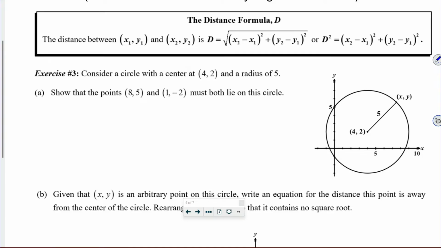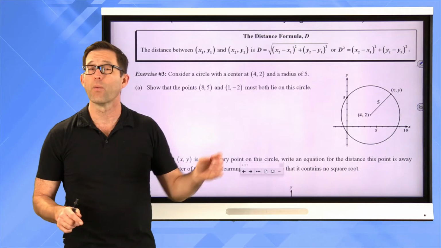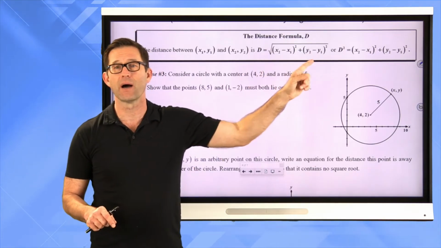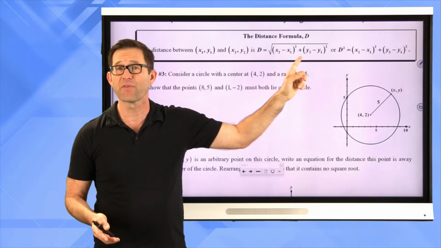Or if I've squared both sides, the distance squared equals (x2 minus x1) squared plus (y2 minus y1) squared. Again, I really want you to understand this. The distance formula is very important. Whenever we used it back in coordinate geometry proofs, we almost always used it in this form. But it really is just the Pythagorean theorem.